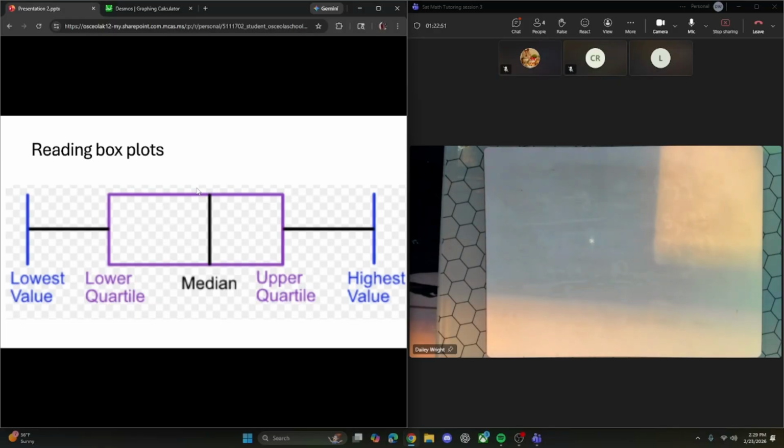Anyways, on to box plots. If any of you guys want to copy this down, I'll give you a second here to copy this down.